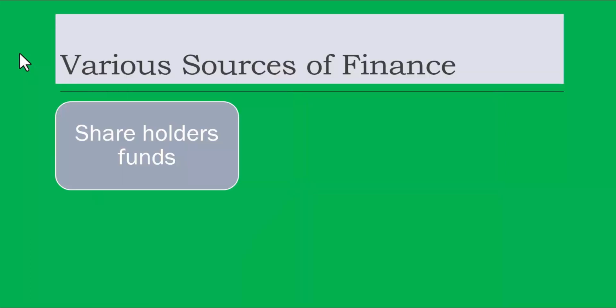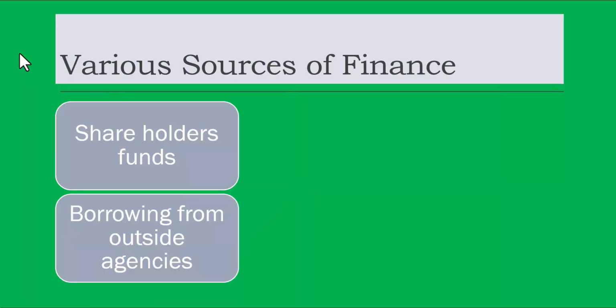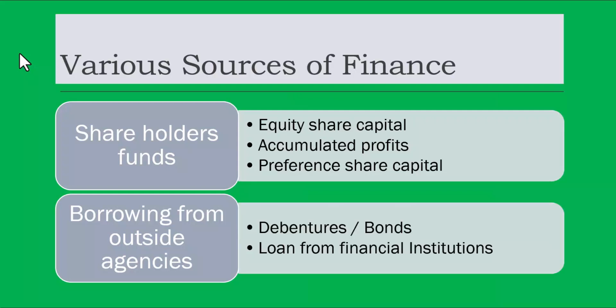So now, various sources of finance: shareholders' funds, equity share capital, accumulated profits of the company, preference share capital. So these are the various sources of share capital. Then borrowing from outside: debentures, bonds, or loans from banks. So we can just look at these sources from a site.